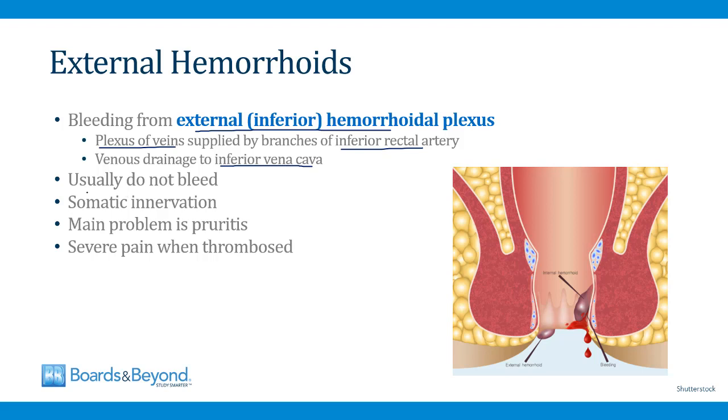Usually external hemorrhoids do not bleed. The main problem is that there is somatic innervation below the dentate line. So external hemorrhoids can become very itchy and cause pruritus. Also, they can cause severe pain if they become thrombosed.